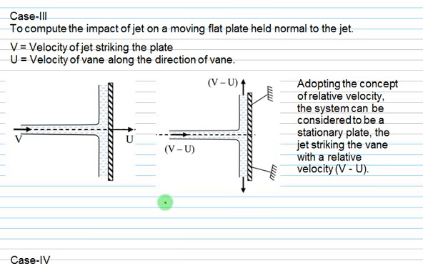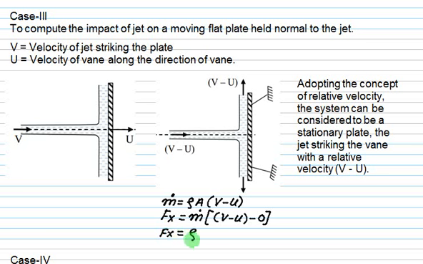Because of relative velocity, the mass flow rate is given by m dot equals rho times A multiplied by the approach velocity v minus u. The jet is striking with a velocity of v minus u. In the same direction, the return velocity will be equal to 0. So Fx equals m dot multiplied by the approach velocity v minus u minus the return velocity, which is 0. So Fx will be equal to rho times A times (v minus u) squared.